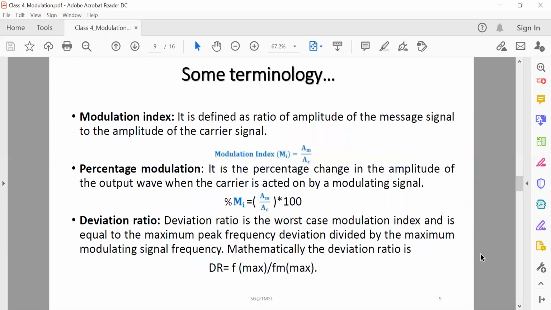Some terminology can be used here. The first one is the modulation index. Okay, what is it? It is the ratio of the amplitude of the message signal, Am, to the amplitude of the carrier signal, Ac. So Am by Ac is called the modulation index. Okay, and the percentage is this one.